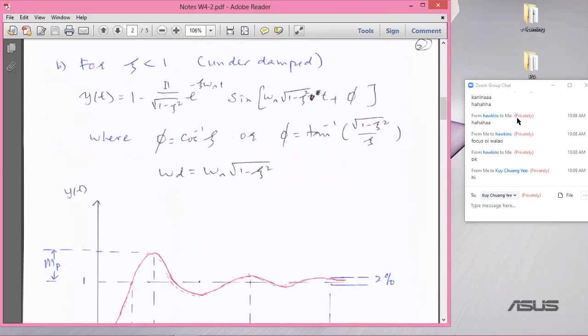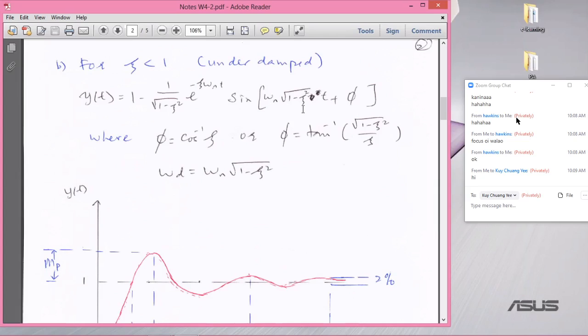So when zeta is less than 1, we have talked about this. You need to go back to our notes. This is just an exponential function multiplied by some sine function, where everything is defined here. Phi here is called the phase shift, and you can compute it by the arc cosine of zeta or the arctangent of this expression. It's going to give you the same thing.